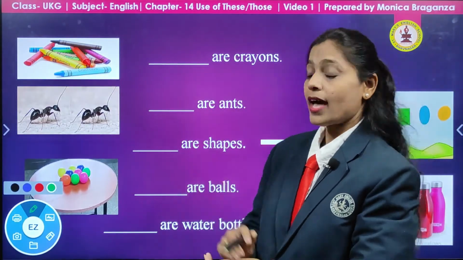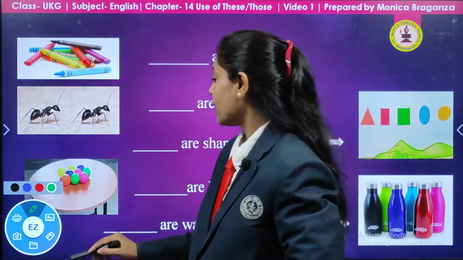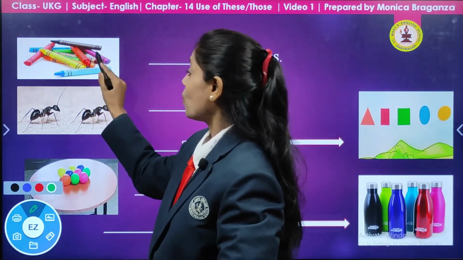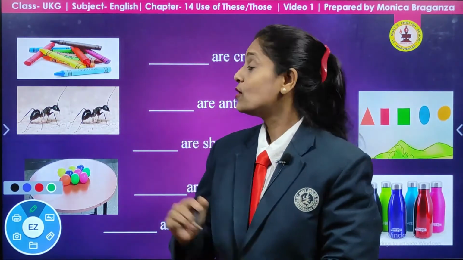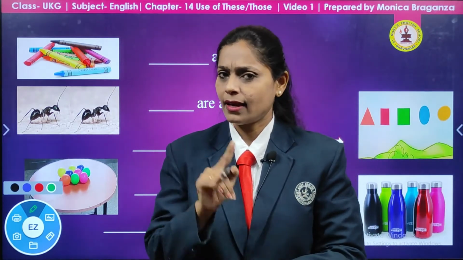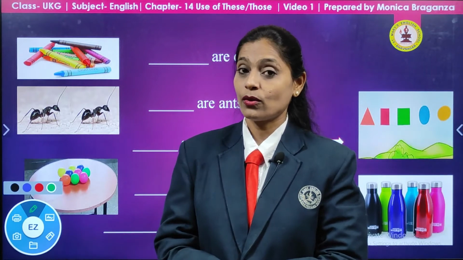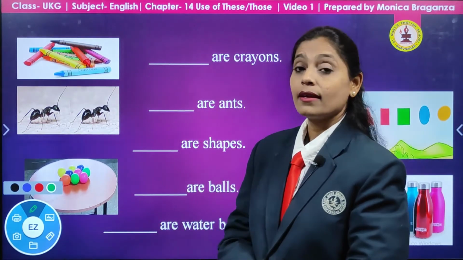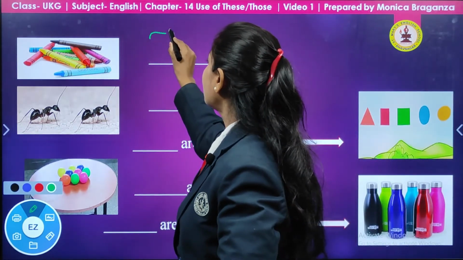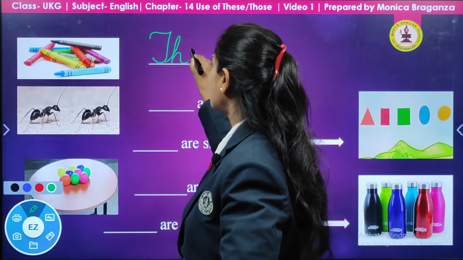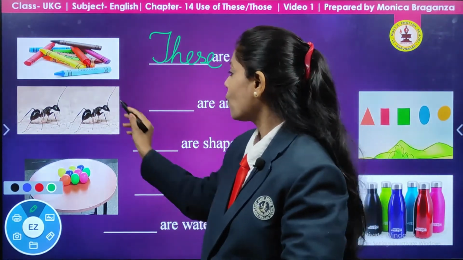Okay. Now here we are having a few more exercises. So what you are going to do, children? We are going to see here. What is this, children? Yes, all of you like painting and coloring, right? So these are crayons. There are many crayons. So what are we going to write? We are going to write T-H-E-S-E, these. Very good.